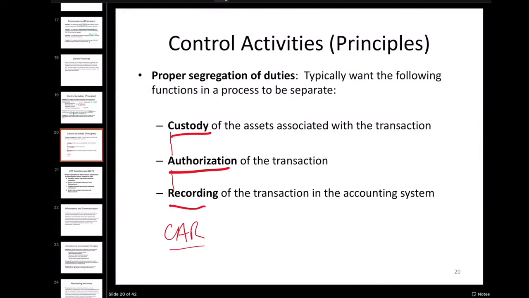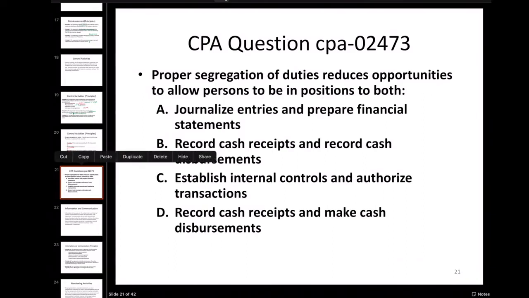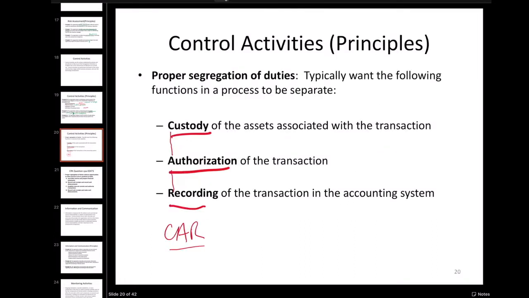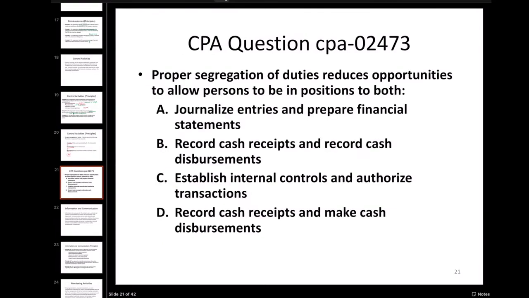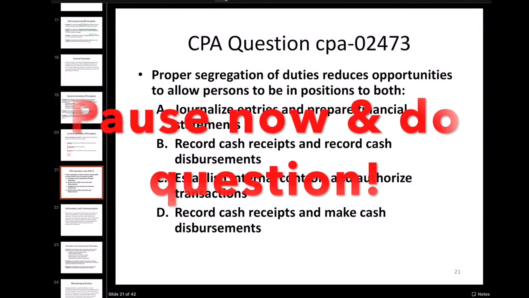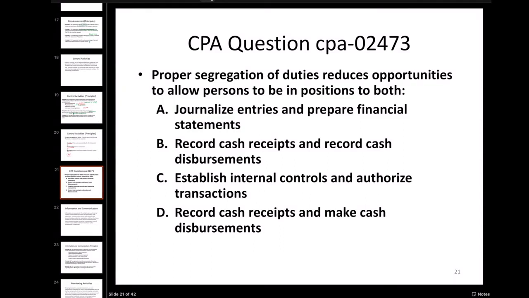You'll get questions, and most of the time with segregation of duties, they ask you which of these can two people not do? The way around these questions is to figure out how the activities fall into these categories. Are the things referred to in the question custody, authorization, or recording? I'll let you pause and read this question. The question is saying proper segregation of duties wouldn't let you do both. So I'm looking for an answer that has two separate, incompatible functions listed in it. Okay, the answer is D.